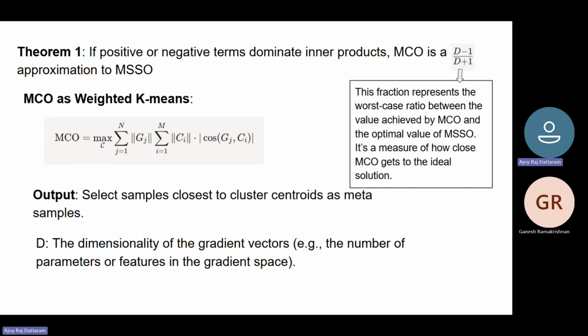We group samples by their gradient using weighted k-means. What is weight? The weight comes from the gradient size.